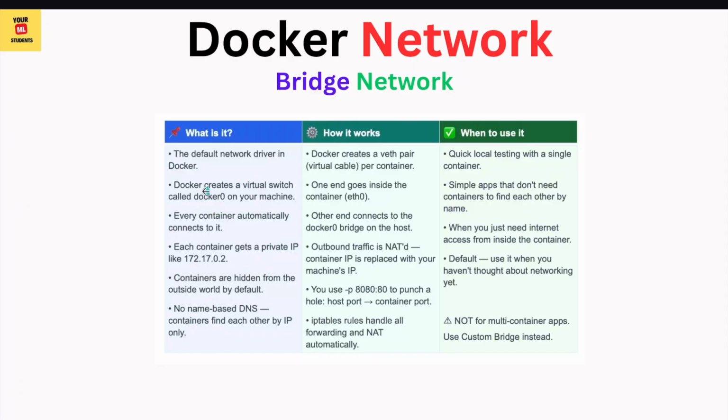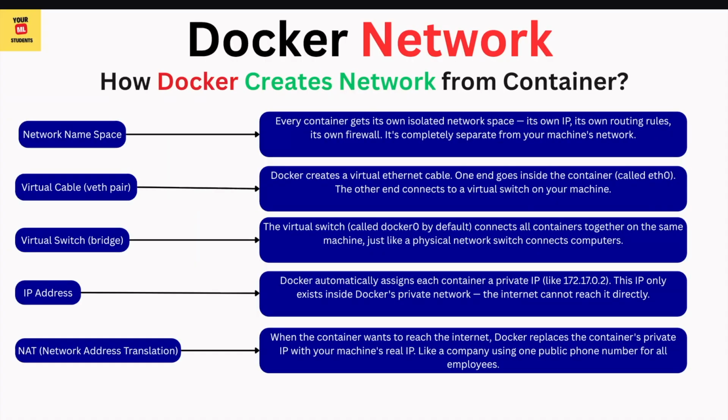So Docker creates a virtual switch called docker0 on your machine. So now you can recall, right? If I just go back to that section, what is the virtual switch? The virtual switch called docker0 by default connects all containers together on the same machine. So this virtual cable, you can see, right? One end goes inside the Docker container and another end connects to the virtual switch. So now one side is connecting with the container and another side is connected with your machine, and this is happening through the virtual switch.